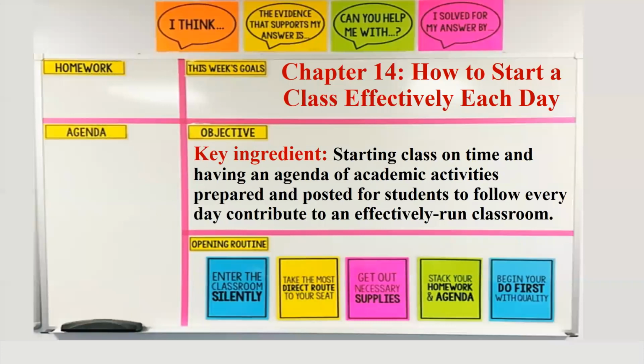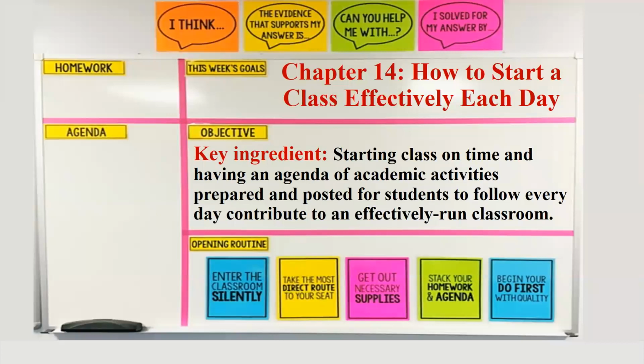To create and maintain an effective, structured, and productive learning environment, there are 2 actions that teachers should execute the first day of classes and continue consistently throughout the school year. Start class on time and present a daily agenda of activities that is visible to students. Chapter 14 underscores the importance of these 2 measures.